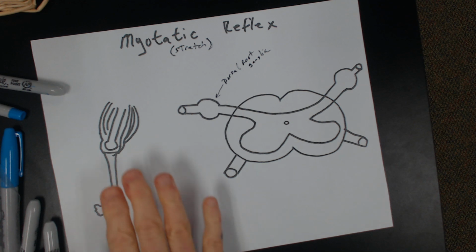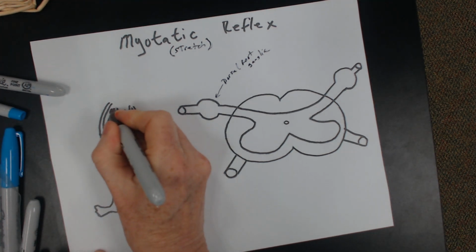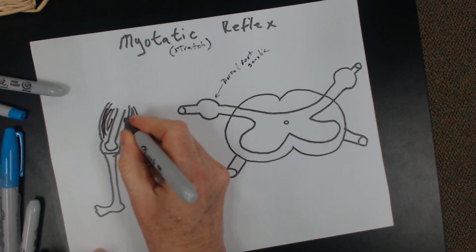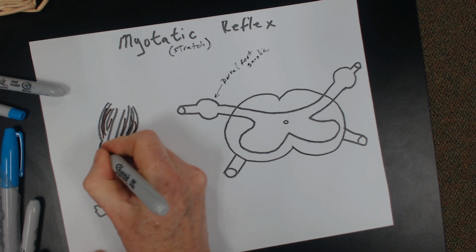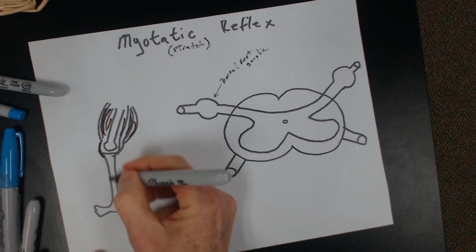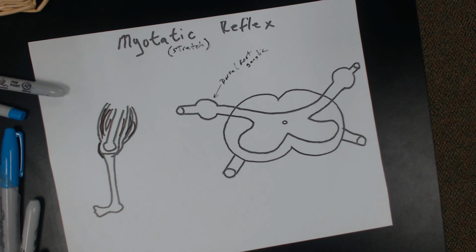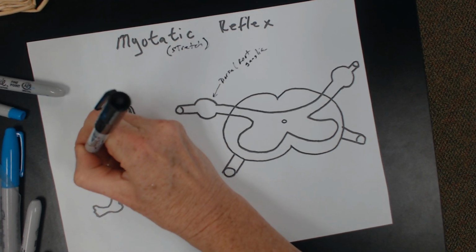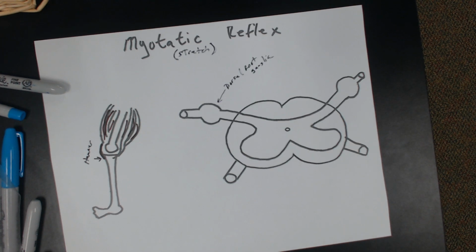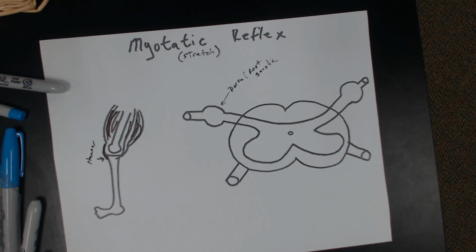This is my rendition over here of a leg, where this would be the quads here, and this would be the hamstrings here in the back, and here's a femur, and there's going to be a tendon here. This is just the lower leg. So if you took a reflex hammer and hit the patella tendon right here, what would you expect to happen? Yeah, you get quad extension, right? So you get a kick out.